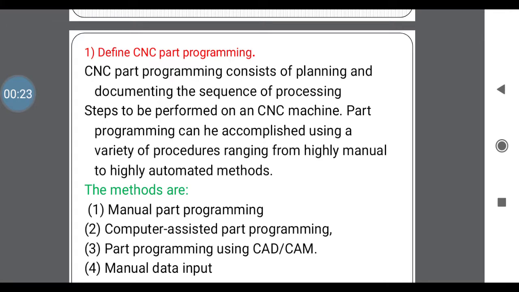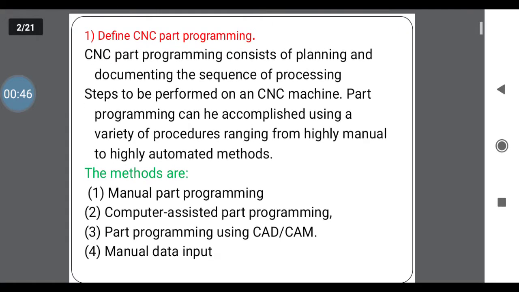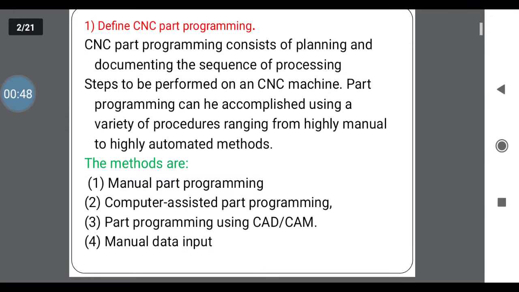CNC part program is the planning and documenting of the sequence of processing steps to be performed on the CNC machines. It means listing the sequence of operations of CNC machines to perform the required work. Part programming can be accomplished using a variety of procedures, ranging from highly manual to highly automated methods. It means you can use highly manual operations or highly automated operations.